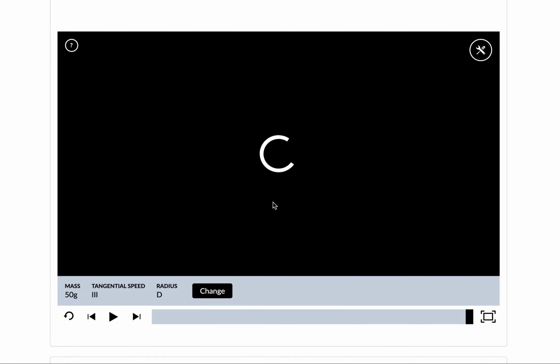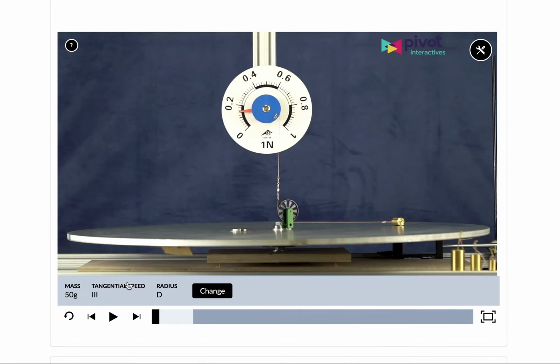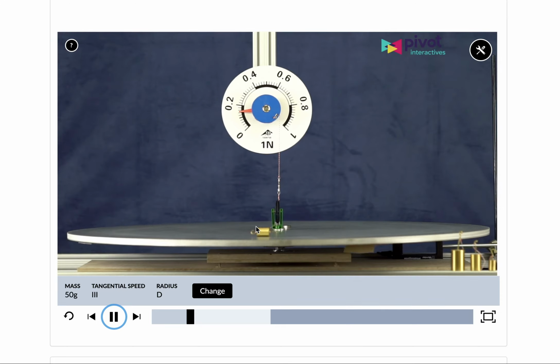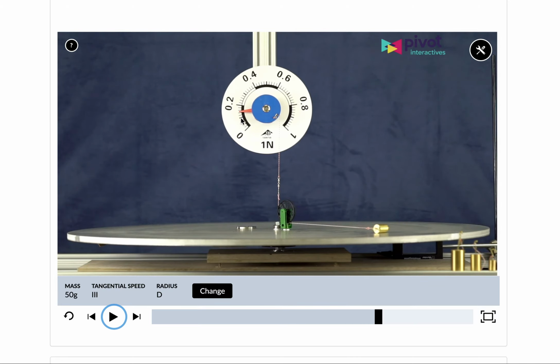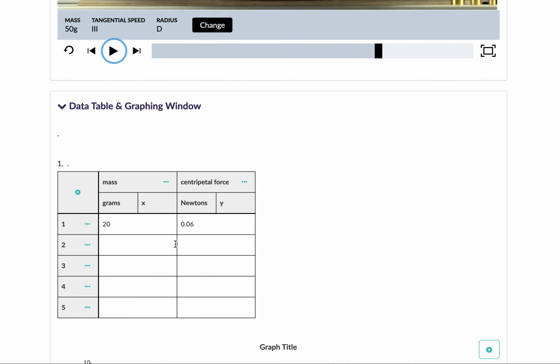Loading the new video. And then playing it. So now I've got a little bit more mass, and now my force is higher. It's now at, well, this is 0.1. This was 0.1 here, so this is 0.12, 0.14, 0.16, 0.18, 0.2. So that's right between 0.14 and 0.16. I'm going to call that 0.15. And this is at 50 grams, okay?